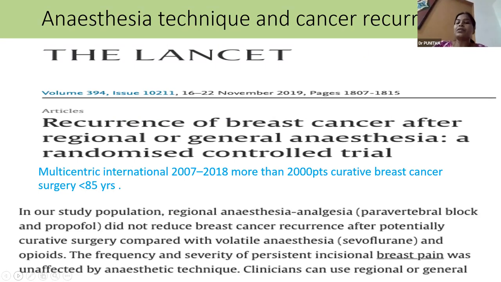It was done for more than 11 years in curative breast cancer patients aged less than 85, where they had compared regional anesthesia and analgesia, like paravertebral block and propofol, with the volatile anesthesia sevoflurane and opioids. And they found that there is no reduction in breast cancer recurrence by using a regional anesthesia and analgesia technique. And the severity of persistent incisional breast pain was unaffected by the anesthesia technique. Next slide.